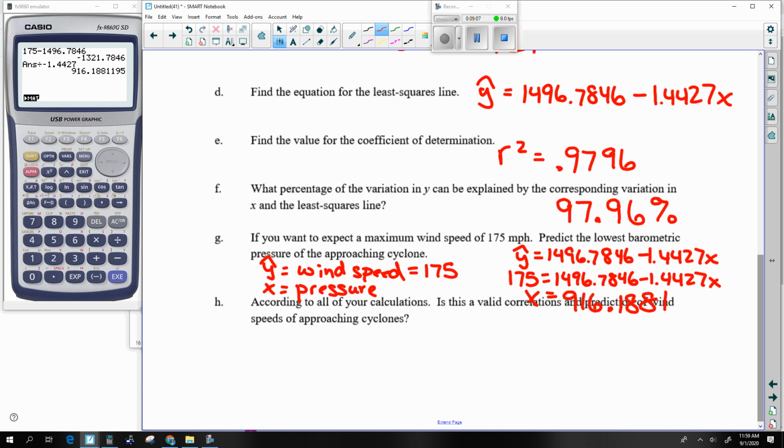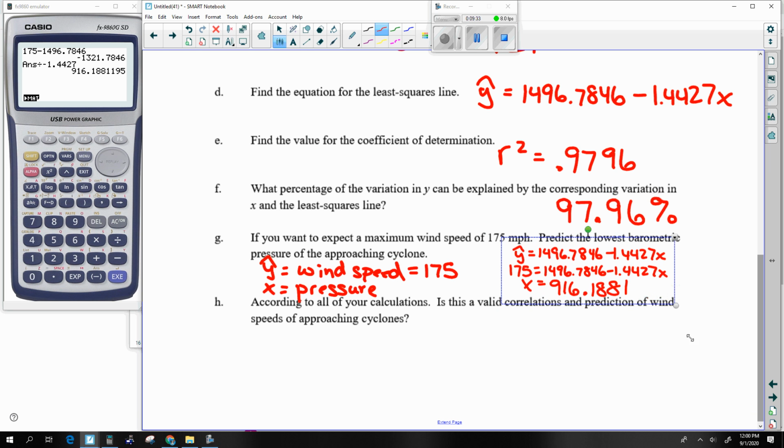According to your calculations, is this a valid correlation and prediction of wind speeds approaching the cyclone? This is just asking, hey, good math. You did all your math right. Good job, good job, good job. Now, do you believe it? You trust these numbers that you were just given?